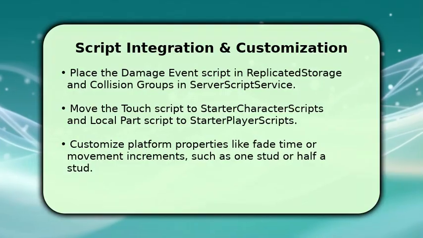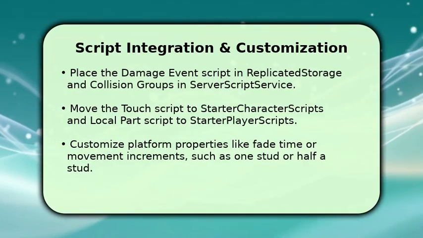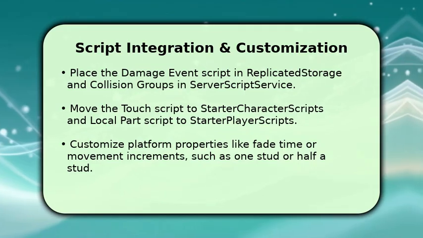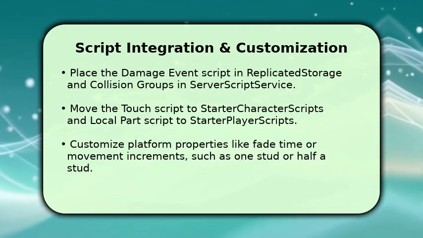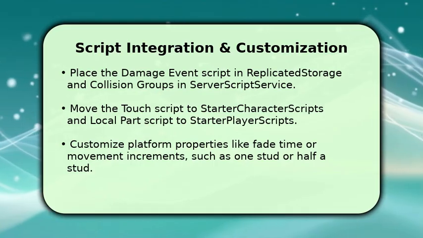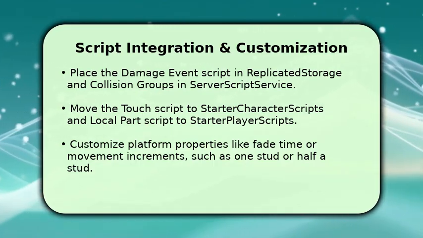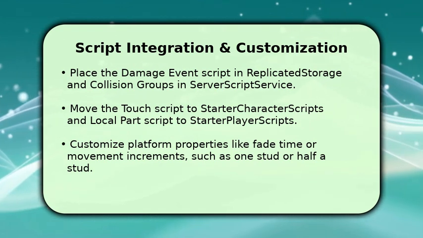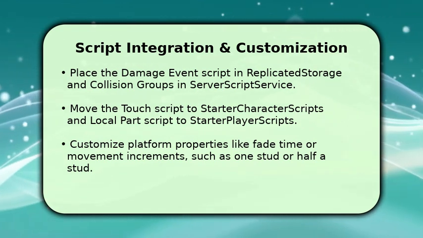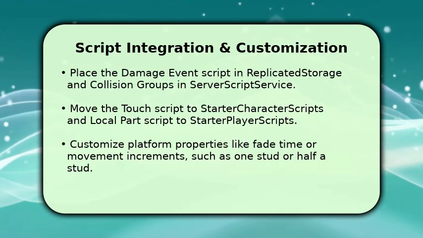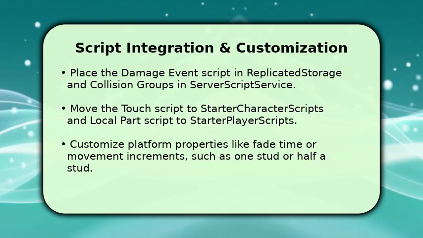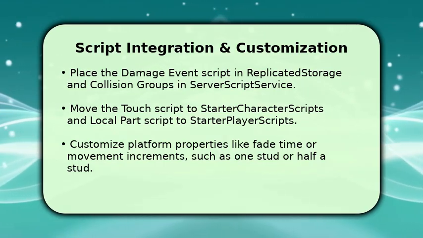Now let's integrate the core scripts. Place the damage event script into replicated storage and the collision group script into Server Script Service. The touch script belongs in starter character scripts, and the local part script along with the player module goes into starter player scripts. You can then customize elements like music ID or adjust platform movement increments, perhaps to 1 stud or even half a stud, for unique gameplay.